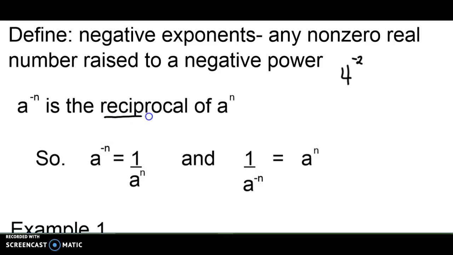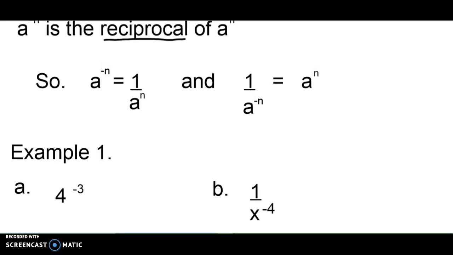Reciprocal is a word we haven't really heard that often, but we should know what that means. Reciprocal is if I take a fraction and I flip it. So with that being said, a to the negative n is the same thing as 1 over a to the n. And 1 over a to the negative n is the same thing as a to the n. So be sure that you have these written down in your notes. When you do, go ahead and keep going.